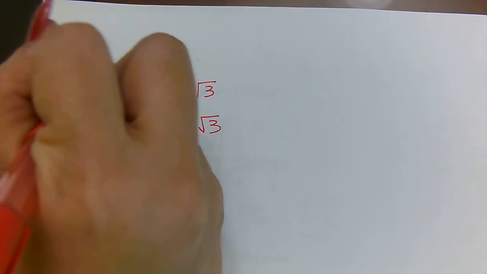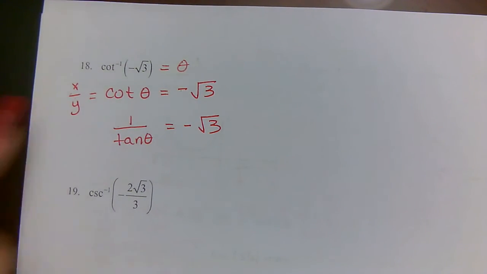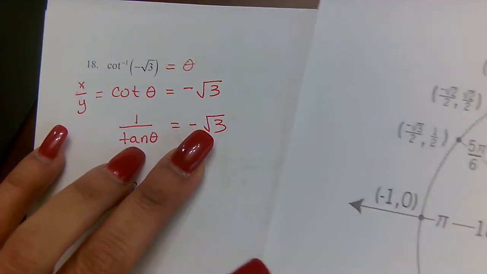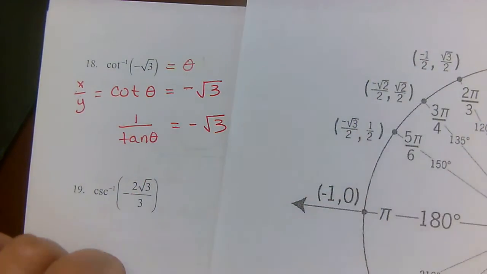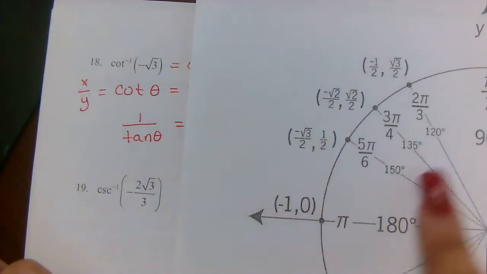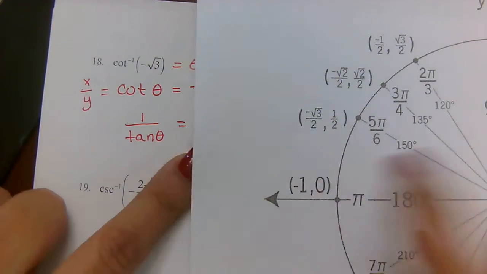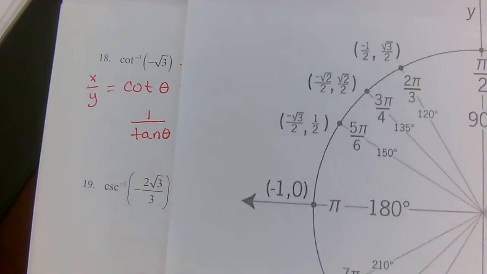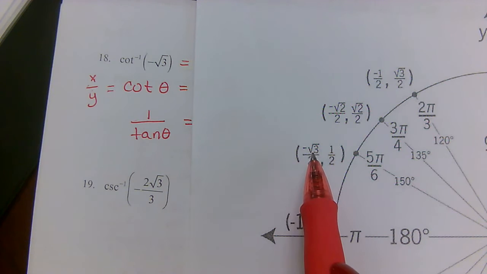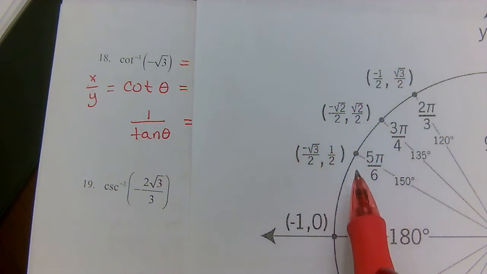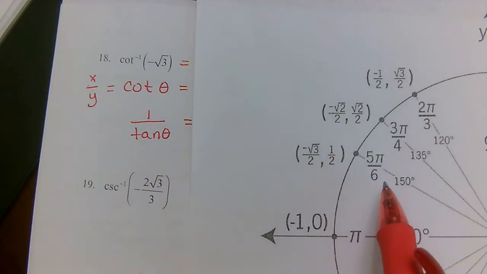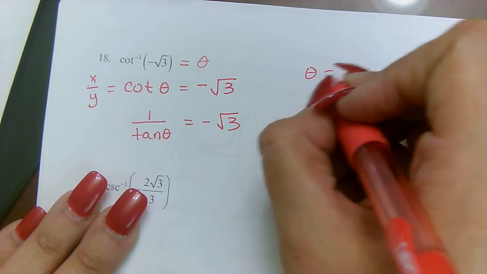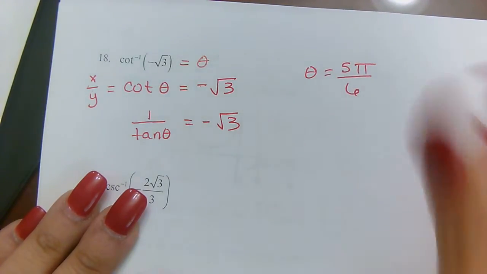Cotangent is x over y, okay? If you think of it like this and you look at your unit circle, you're going to look for a negative cotangent. Well, hopefully you remember cotangent is negative in this quadrant. So we're going to say x is equal to negative square root of 3 over 1. Okay, so negative square root of 3 over 1. So 5 pi over 6. So theta is equal to 5 pi over 6.